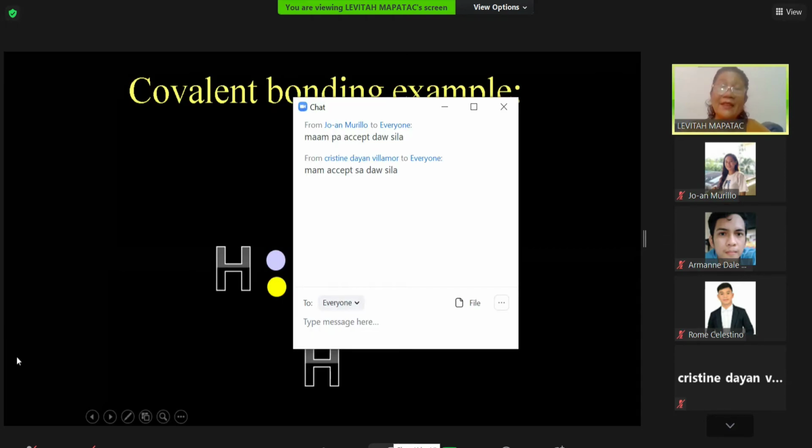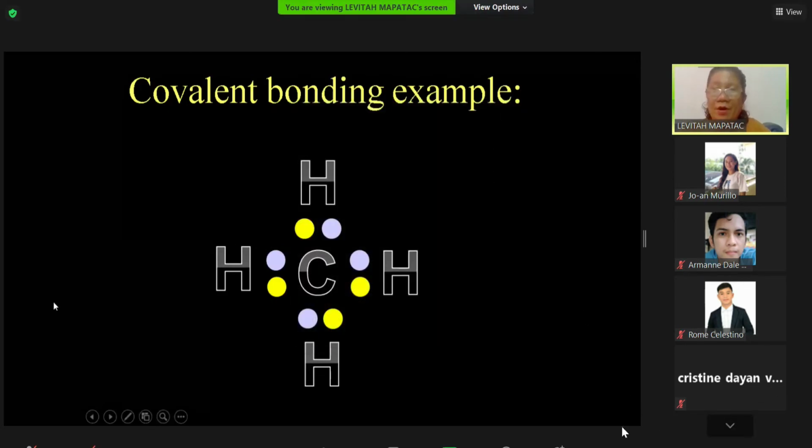I repeat, the formula is CH4, or carbon. How is it named? Carbon tetrachloride. Okay. So what happened? Carbon belongs to carbon group 4. How many hydrogen? Four. So each hydrogen shares one electron. One hydrogen, one hydrogen, one hydrogen. Look at carbon: how many electrons does carbon have? There are already 4.